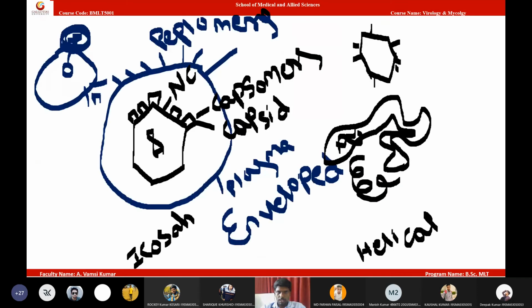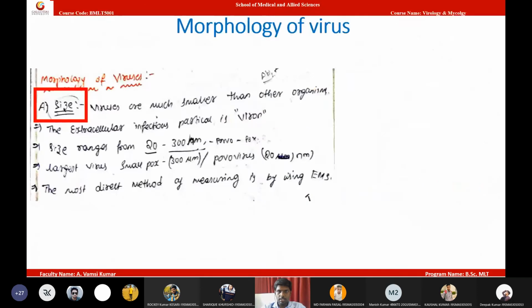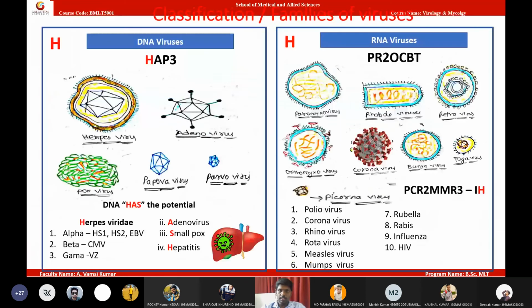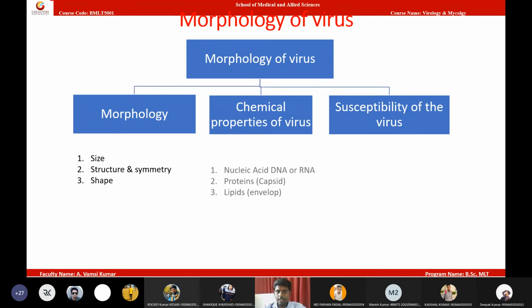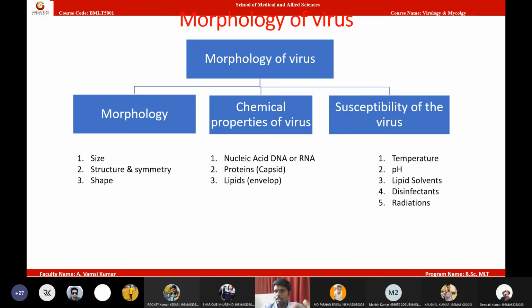So, a quick revision of today's lecture. In today's lecture, we discussed the morphology of virus. In this morphology, we saw the size, structure, symmetry and shape of the virus. Then we discussed nucleic acids, proteins and lipids, or chemical properties of the virus. Then we discussed the susceptibility of the virus to temperature, pH, lipid solvent agents, disinfectants and radiation.